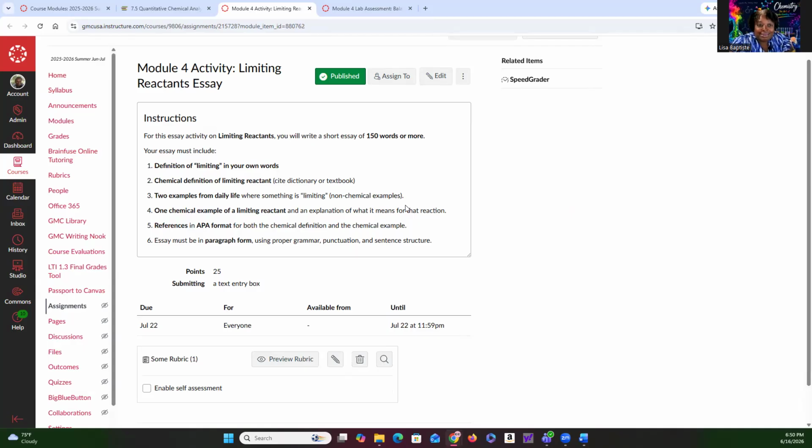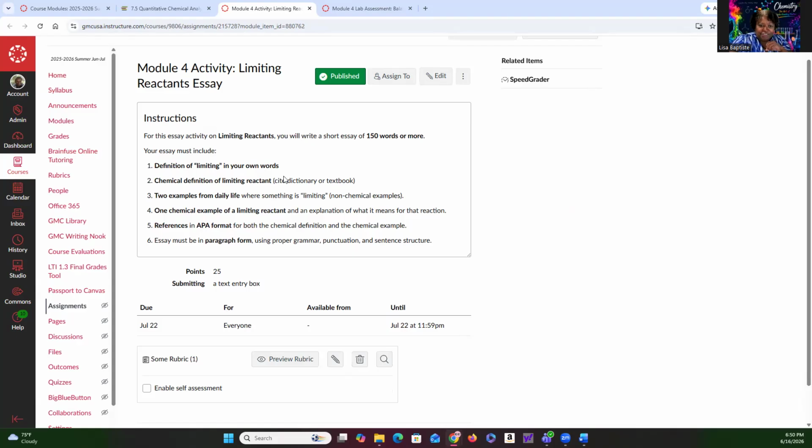They gave an example in the text about making cheese sandwiches and how one of the components or the ingredients for making that cheese sandwich was limiting. So you're going to give examples similar to that, okay, about your daily life. But be creative, whatever examples you want to do. Now you want to give a chemical example of a limiting reactant and the explanation of what it means for that reaction. You want to give references in APA form, okay?